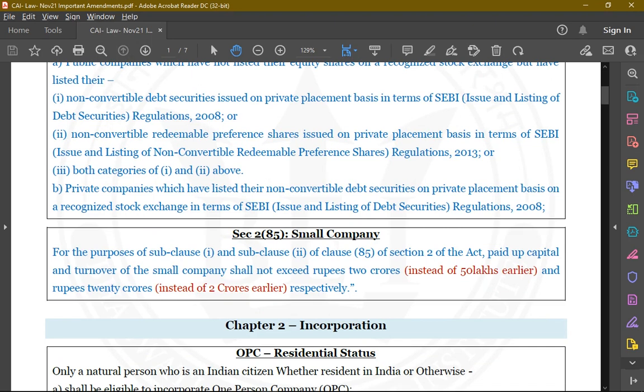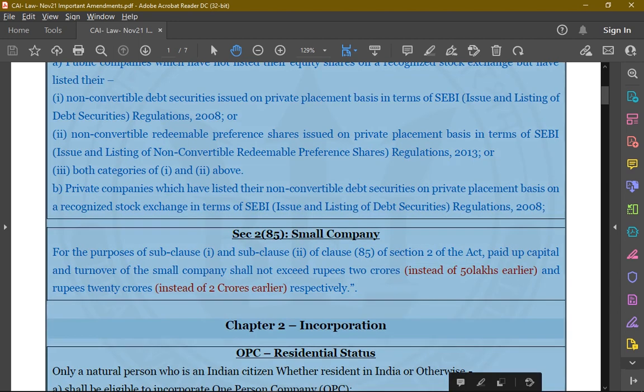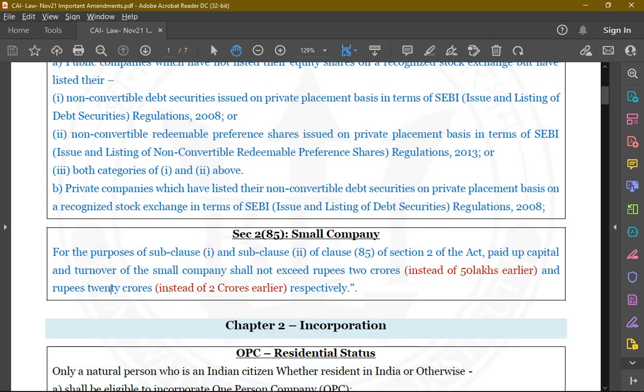Basically you see that small company was the private company which had certain threshold limits. What those two threshold limits? As we know guys, the first one was paid up share capital and second was the turnover. Earlier the limit was 50 lakhs and 2 crores. But now as per the amendment, students, the limit has been revised and it is increased. Now earlier the paid up capital limit had 50 lakhs, now it is increased to 2 crores. And turnover limit had the 2 crores, it is increased to 20 crores.